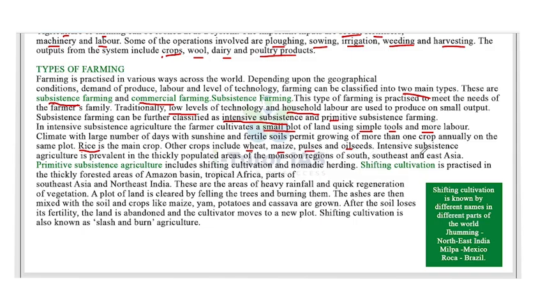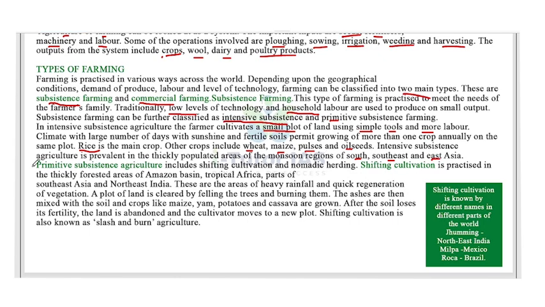Now, intensive subsistence agriculture is prevalent in the thickly populated areas of the monsoon region of South, Southeast and East Asia. They are mainly found in the regions of South, Southeast and East Asia. What is the specialty of these regions? These are thickly populated areas and these are monsoon regions.